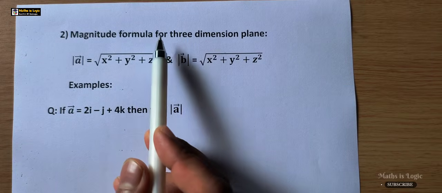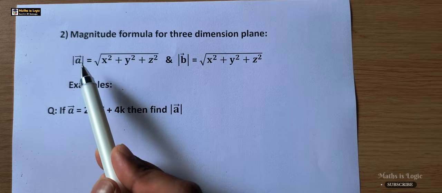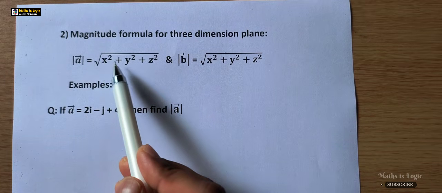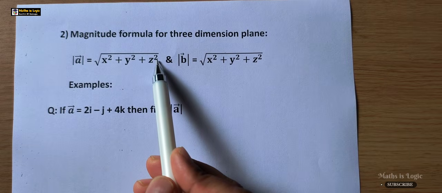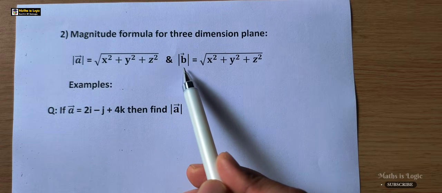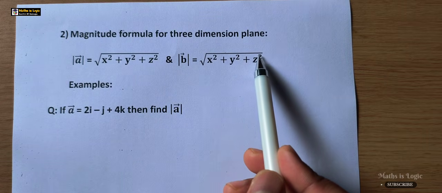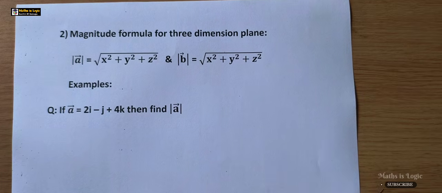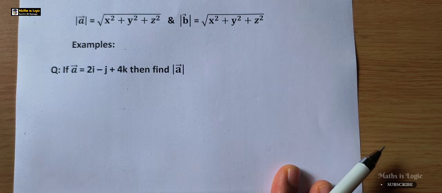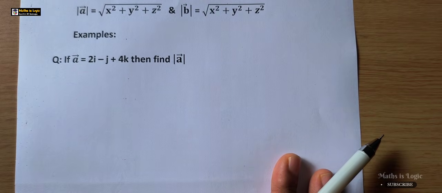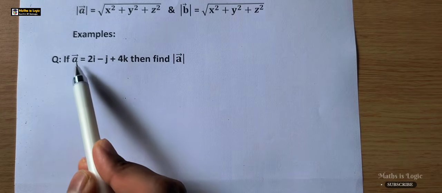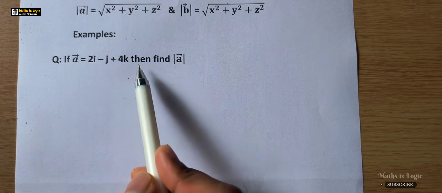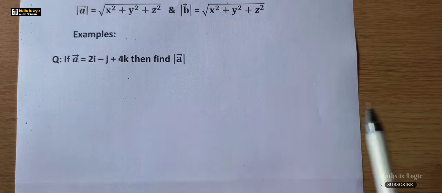Next, magnitude formula for 3-dimension plane. For 3-dimension plane, the magnitude formula becomes the square root of x square plus y square plus z square. If magnitude of b is there, then also the formula remains the same, that is square root of x square plus y square plus z square. So using this 3-dimension plane, how will they ask the question? See, if a vector is equal to 2i minus j plus 4k, then find magnitude of a vector.